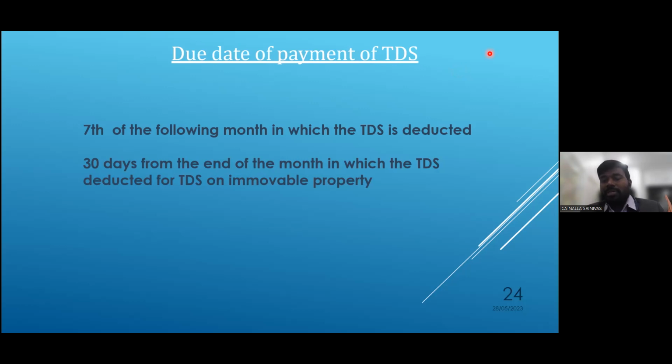In case of a purchase of property, it is 30 days from the end of the month in which the TDS is deducted. Suppose you deducted the TDS in the month of May. So 30 days from the end of the month. May 31st is the end of the month. Within 30 days, I mean by the end of June, you should deposit the TDS.